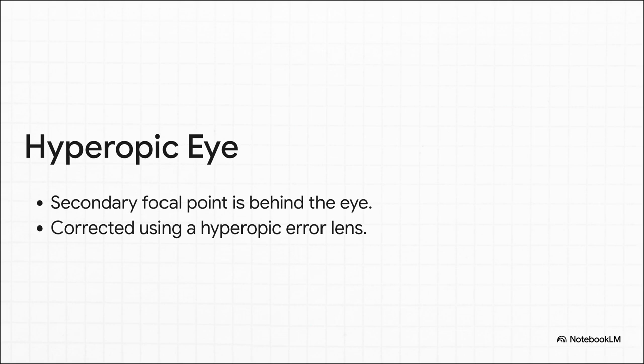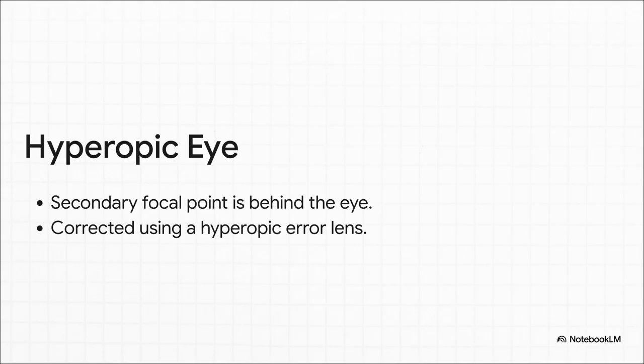All right, the diagnosis is a hyperopic eye. Why? Well, the tip-off is exactly what we defined earlier. The secondary focal point is located physically behind the retina. If we look at the pathophysiology, the converging power of this patient's cornea and lens is simply too weak for their specific axial length. So what's our clinical pearl? How do we manage this? We add converging power.